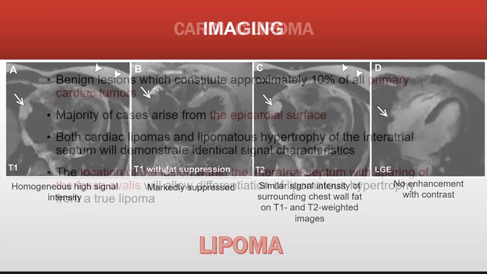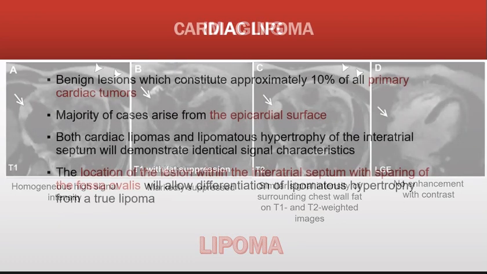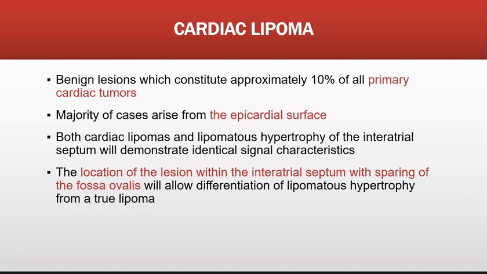Cardiac lipomas are benign lesions which constitute approximately 10% of all primary cardiac tumors. The majority of cases arise from the epicardial surface and extend outward into the pericardial space. Both cardiac lipomas and lipomatous hypertrophy of the interatrial septum will demonstrate identical signal characteristics. The location of the lesion within the interatrial septum with sparing of the fossa ovalis will allow differentiation of the lipomatous hypertrophy from a true lipoma.